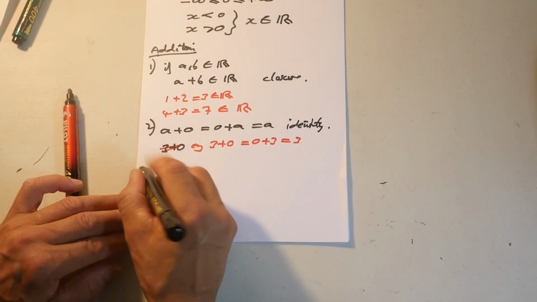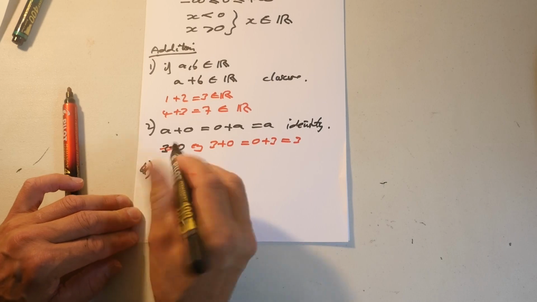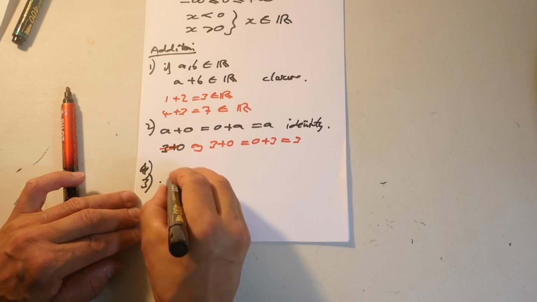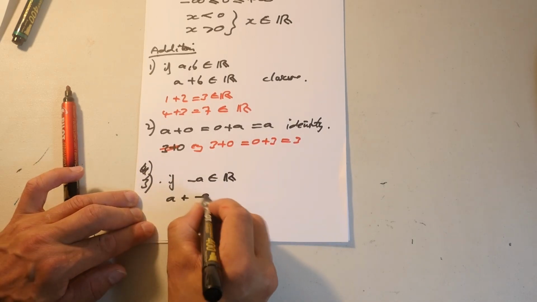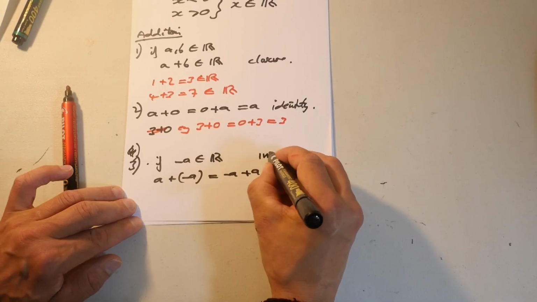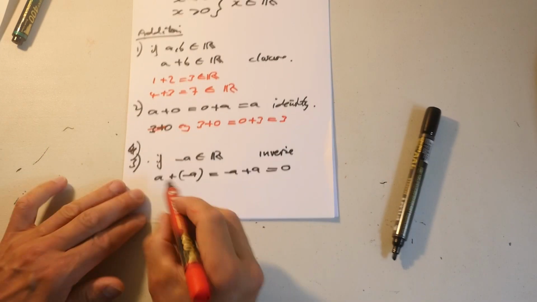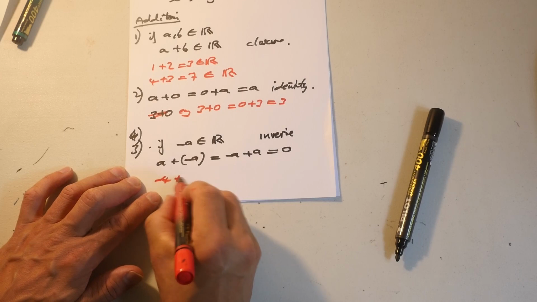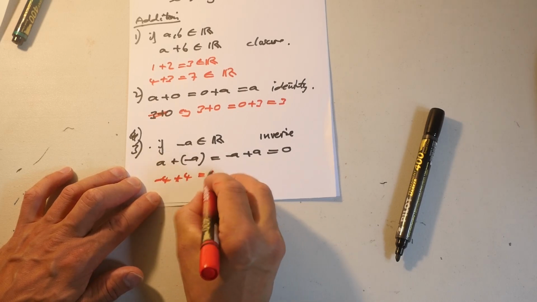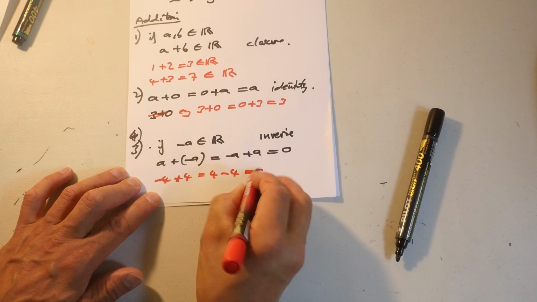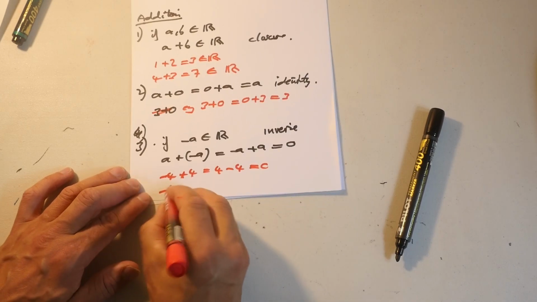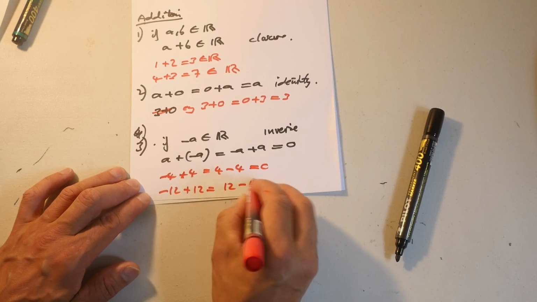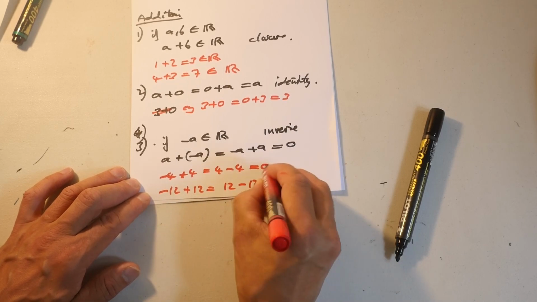And then 3. Okay? So, for example, minus 4 plus 4 equals 4 minus 4, which equals 0. Or minus 12 plus 12 equals 12 minus 12, which equals 0. Okay?